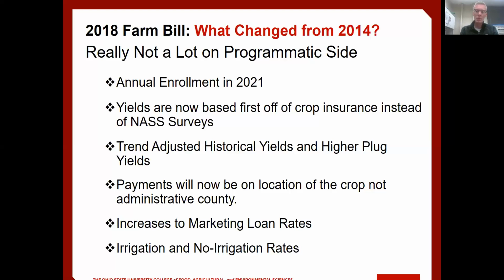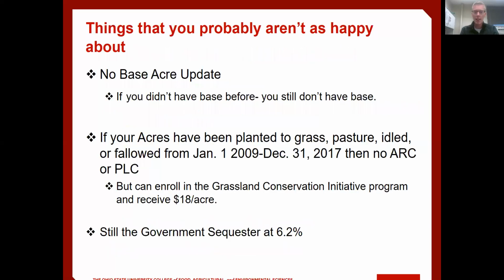So just something to keep in mind. If you don't have irrigated acres, you don't have to worry about that. But if you do have irrigated acres and you are located in those counties, you now have programs that separate the two between irrigated and non-irrigated. So those are the good things that I think are positive to producers.